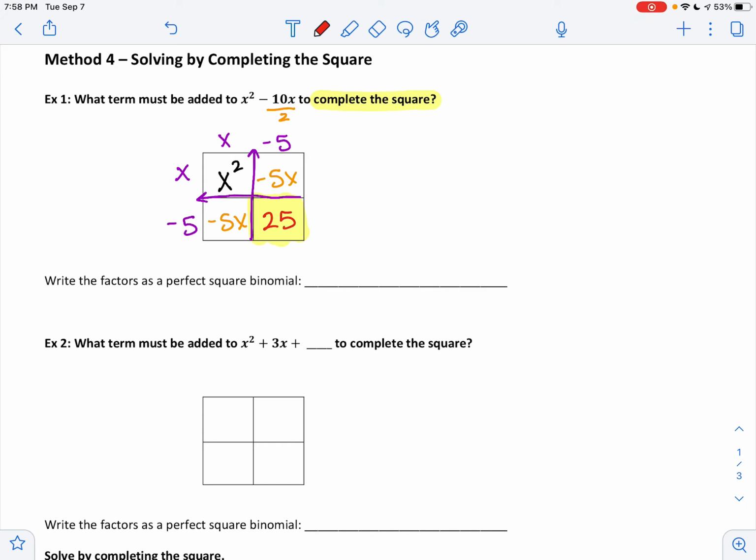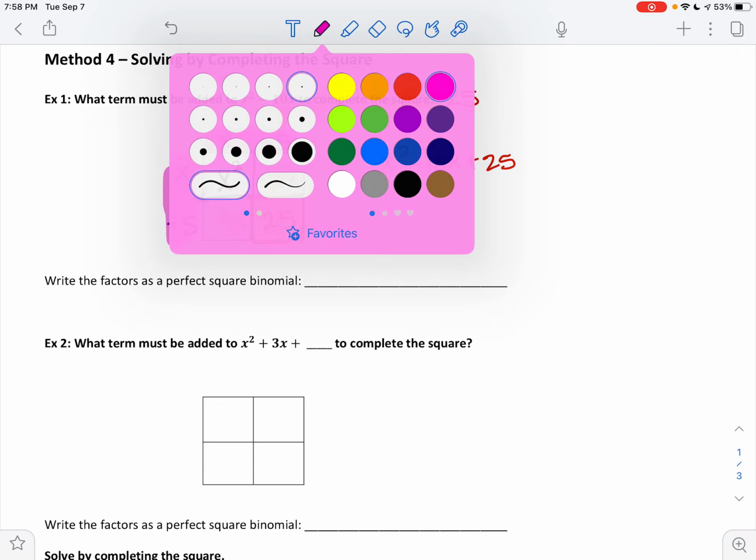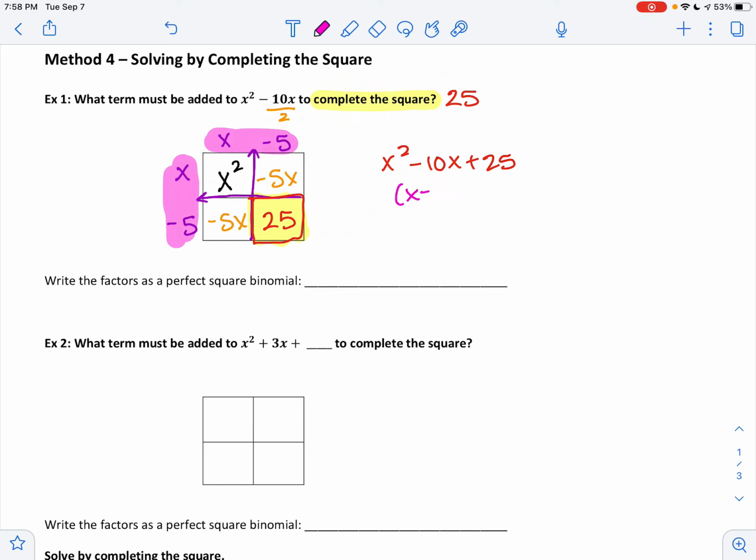So what term must be added to x squared minus 10x to complete the square? The answer is 25. So then we would have x squared minus 10x plus 25. Well, I can rewrite this as a perfect square binomial. If we look at our outside edges, we'll see that we've already factored x squared minus 10x plus 25. The factors are x minus 5 times x minus 5. X minus 5 times x minus 5 is the same thing as saying x minus 5 squared.